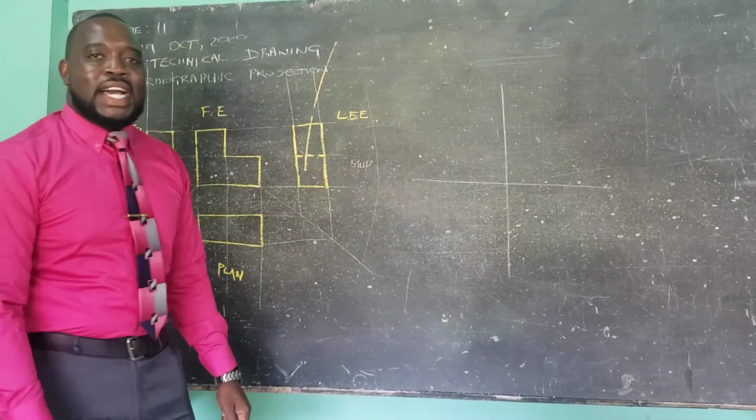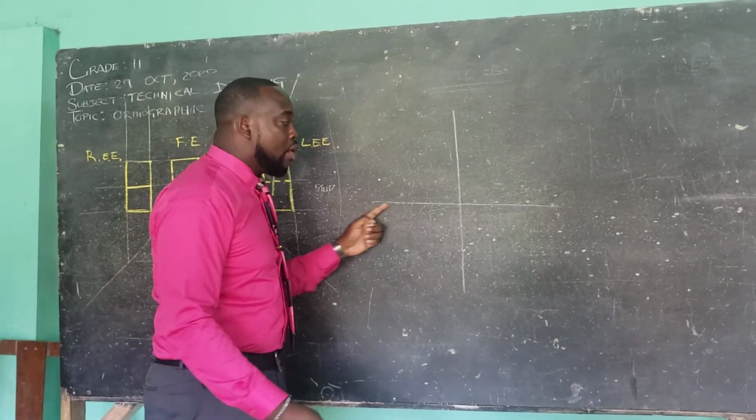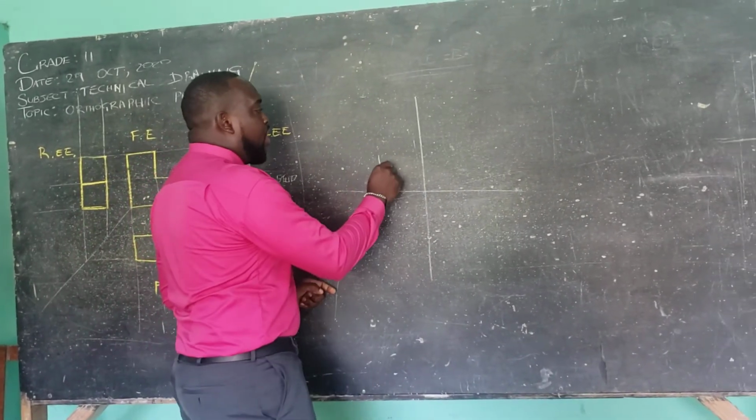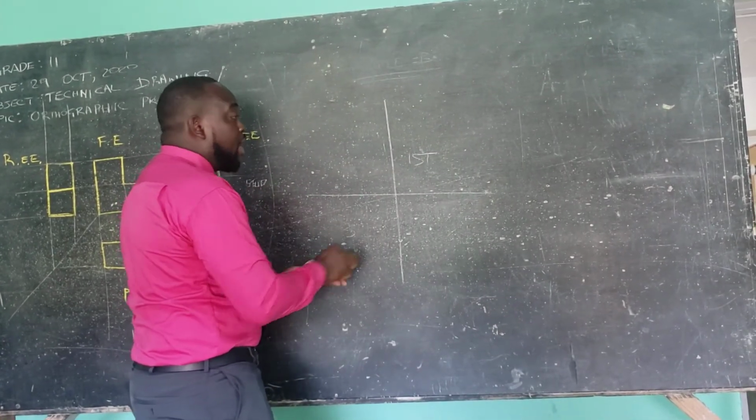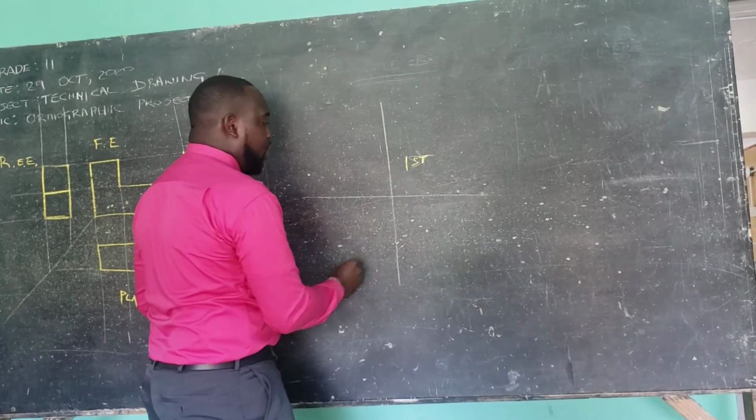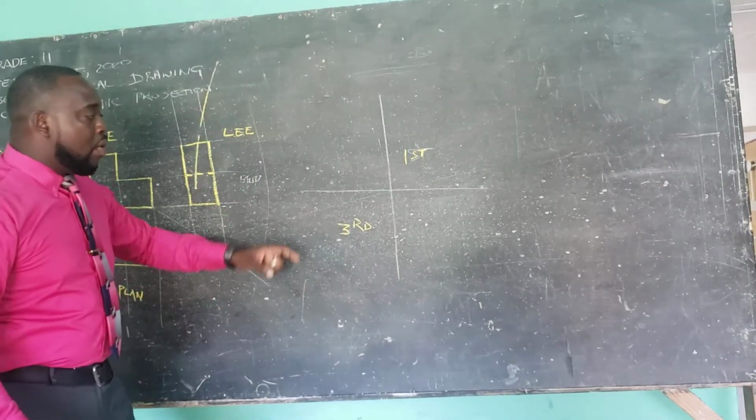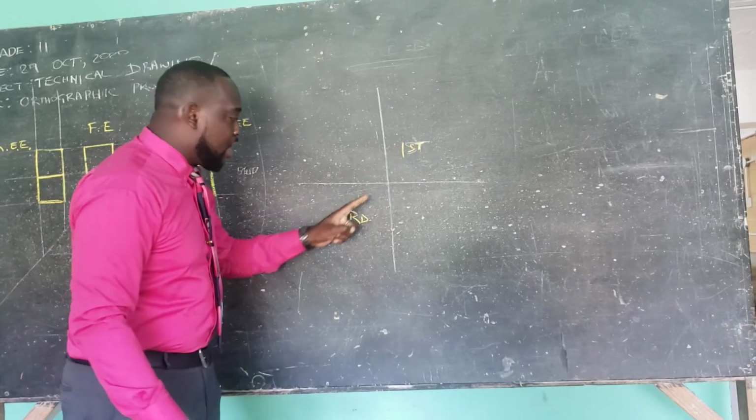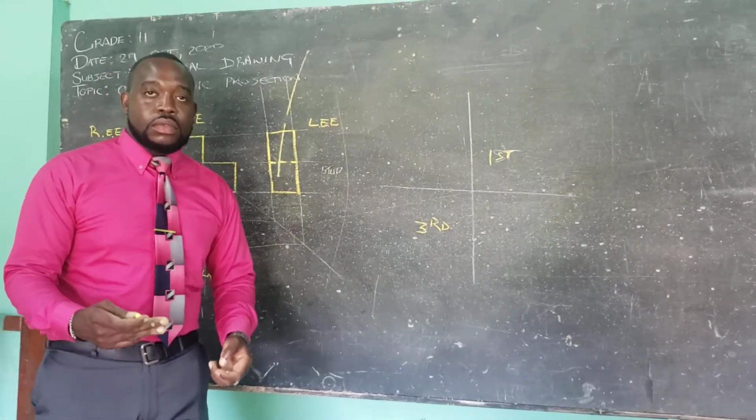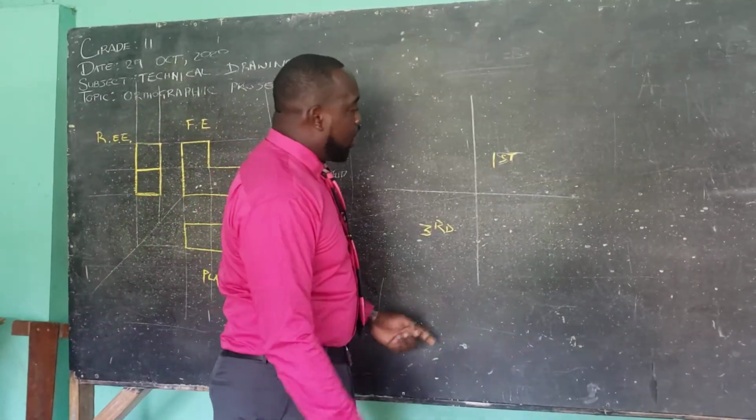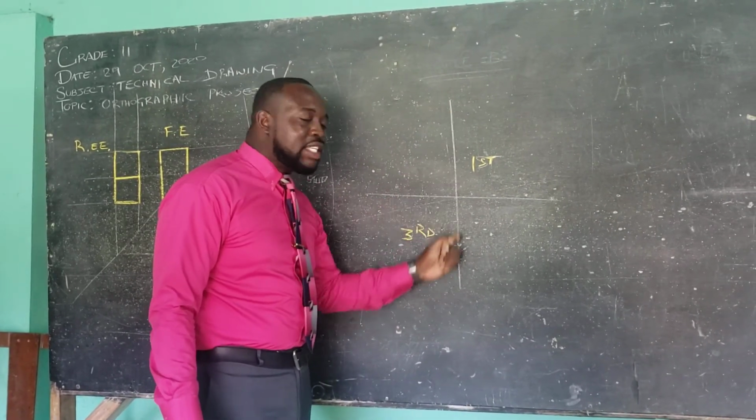So, in an effort to explain this as easy as it gets, we are going to just draw one vertical line and one horizontal line. Now, over here, we're just going to call here first, and we're going to call here third. Let me write it so you can see: 1ST for first angle and 3RD for third angle. Now, the difference between first angle and third angle is what we want to focus on right now.